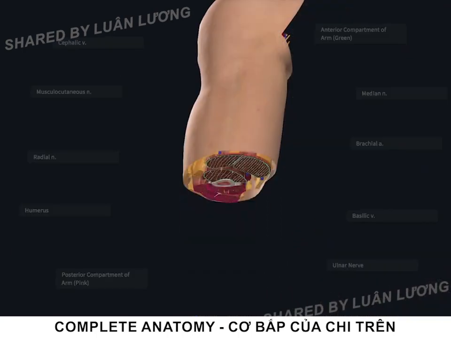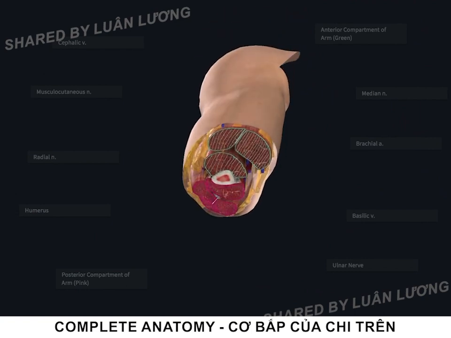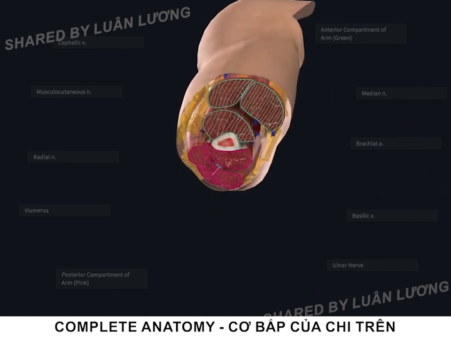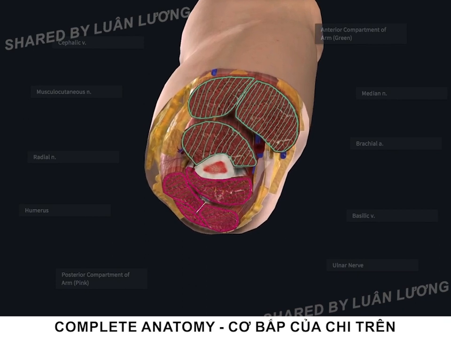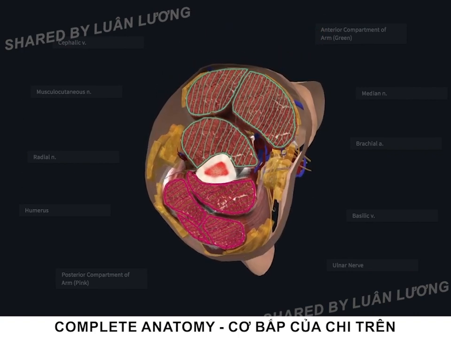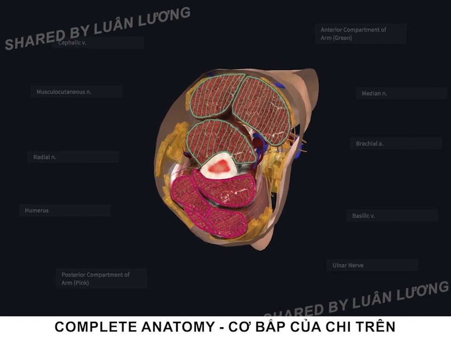Typically, when we look at a cross-sectional cut of a region, we'll be looking at it from an inferior to superior perspective, because this is how diagnostic imaging is done. You would be standing near the patient's feet and looking towards the patient's head. So it's a good orientation to be familiar with, of looking from an inferior to a superior perspective.